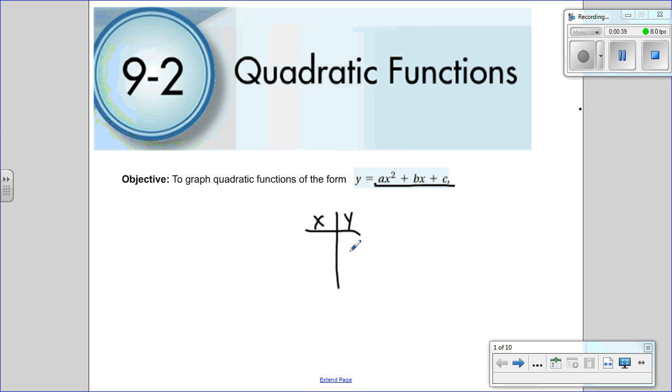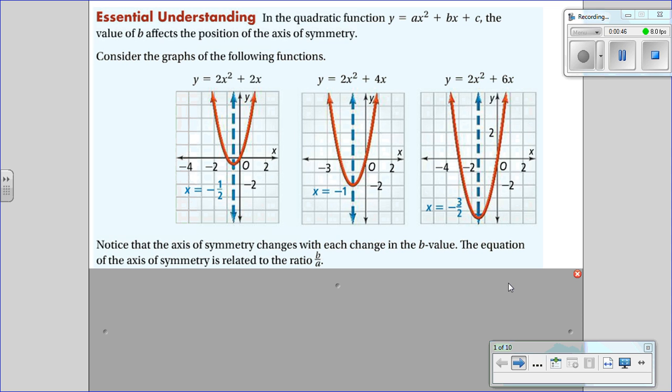Besides just graphing it, we also want to point out some characteristics about this equation. So first up is understand that a quadratic function is in this form. Now, b and c could possibly be 0, which means they wouldn't show up, the bx part and the c part, but a cannot be 0. It could be a negative number, it could be a positive number, but it cannot be 0.